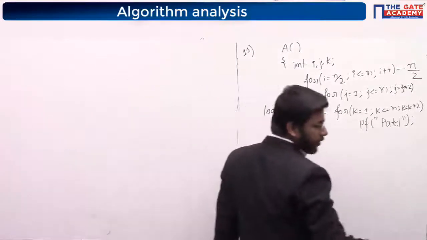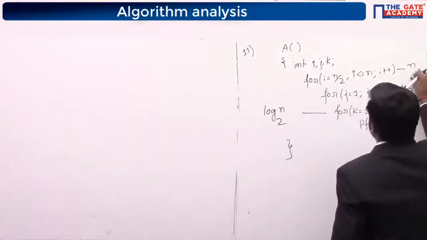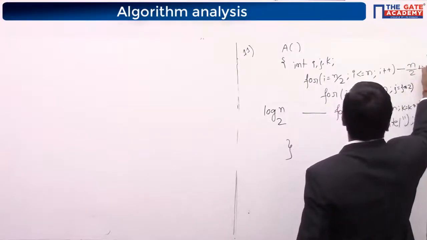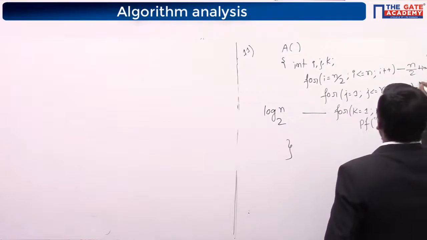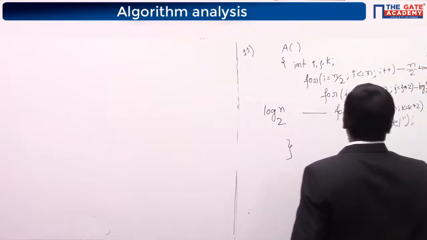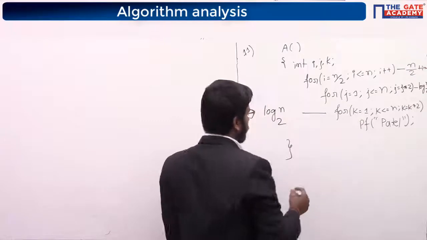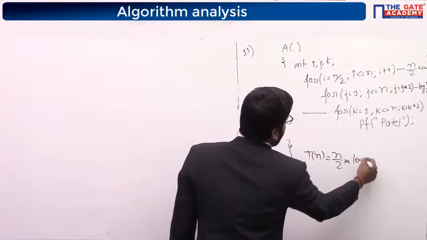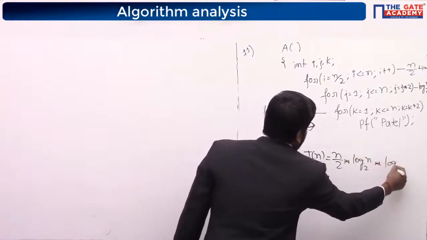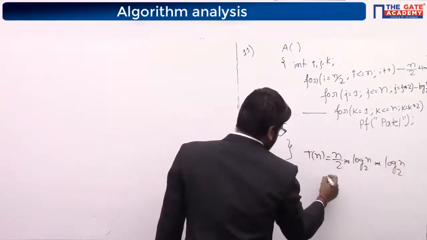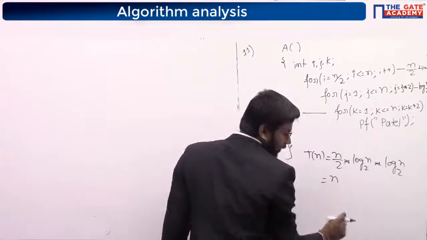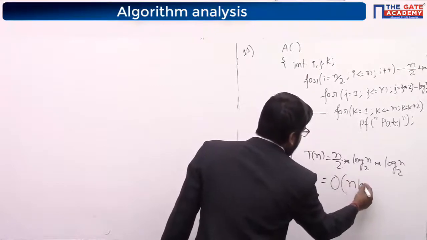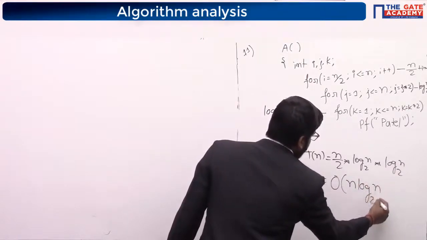See, it is running n times. Sorry, n by 2 times only. It is running n by 2 times, and the inner loop is running log n base 2, and the other is also running log n base 2. So time complexity will be n by 2 into log n base 2 into log n base 2. It means in theta you can write n (log n) whole square.